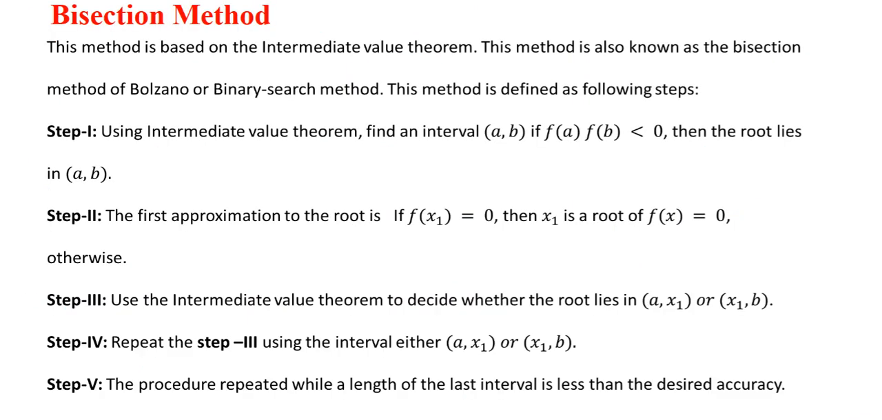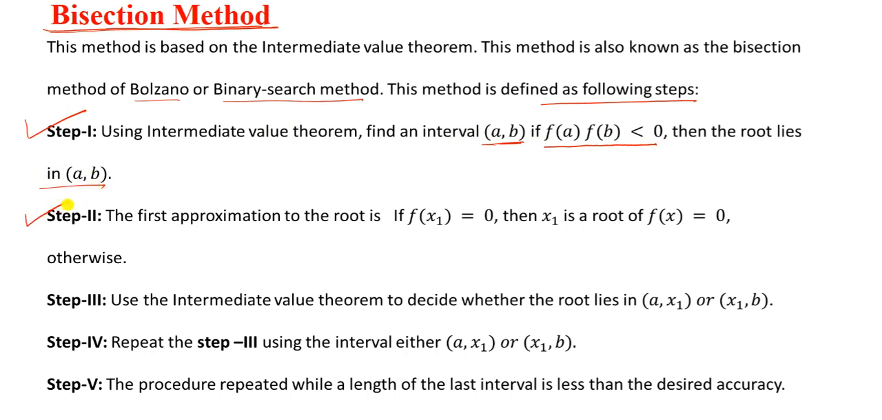So the next, that is the first method, is known as the bisection method. This method is based on the intermediate value theorem discussed. This method is also known as the bisection method of Bolzano or the binary search method. This method is based on the repeated application of the intermediate value theorem, and is defined by the following steps. In step 1, using the intermediate value theorem, find an interval [a, b]. If f of a into f of b is less than 0, then the root lies in [a, b].